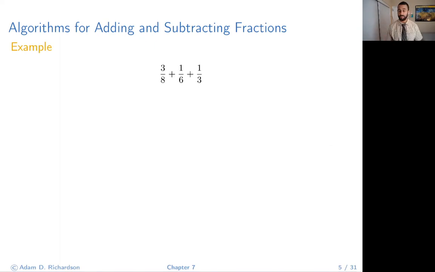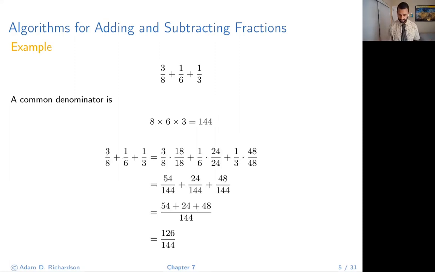Let's look at that one from the beginning, actually. 3/8 plus 1/6 plus 1/3. Now, a common denominator is the product of all three, 8 times 6 times 3, which is 144. So what we need to do next is we need to multiply each of these terms by some clever value of 1 that'll make the denominator what we need it to be.